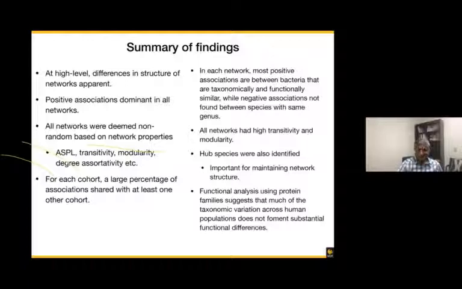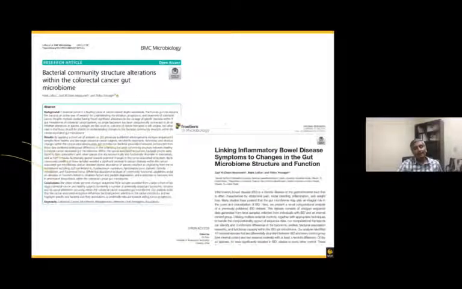The similar approach we took to study or compare how microbial associations look like in healthy versus disease situations. And so we have 2 recent publications where we looked at CRC, colorectal cancer, and in IBD, inflammatory bowel disease. And we compared and contrasted how the healthy and disease microbial associations change.